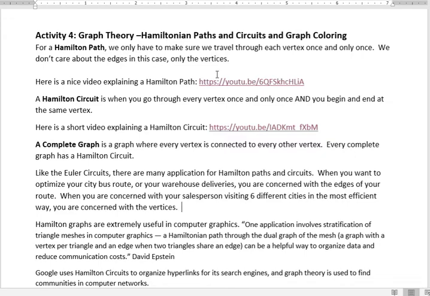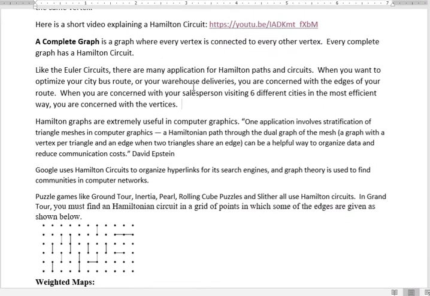In a circuit, the difference is wherever you start, you have to finish at the same point. A complete graph is a graph where every vertex is connected to every other vertex. Every complete graph has a Hamilton circuit.